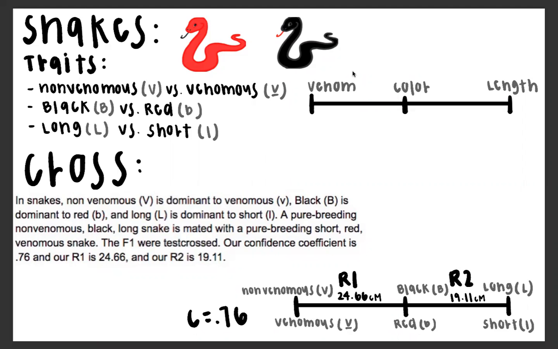Now we will look at a cross. A pure breeding, non-venomous black long snake is mated with a pure breeding short red venomous snake. The F1 were test crossed. Our confidence coefficient value is 0.76, our R1 value is 24.66, and our R2 value is 19.11.